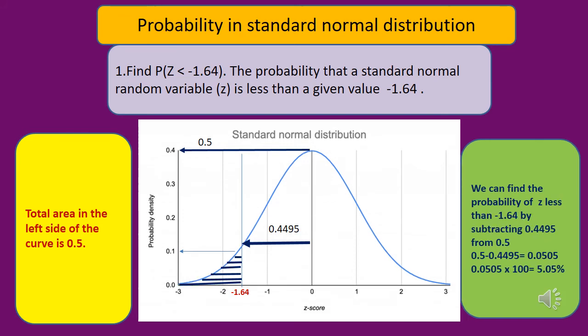Now if you want to find the probability as a percentage, you need to multiply that by 100. Then we can get 5.05%, which is the probability of Z being less than minus 1.64.